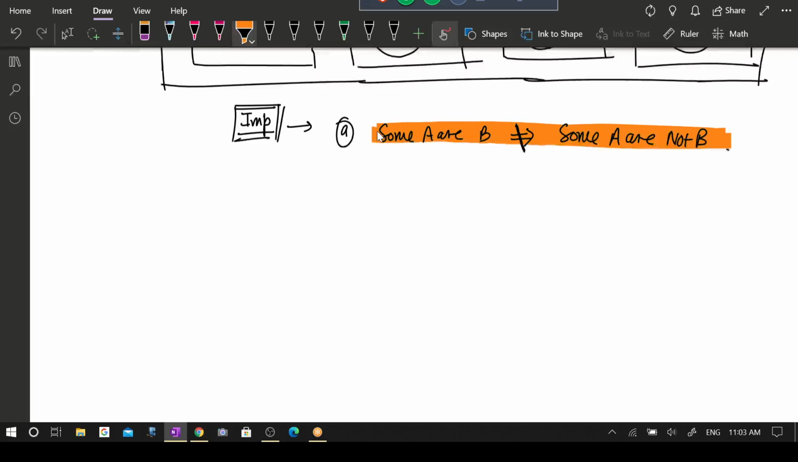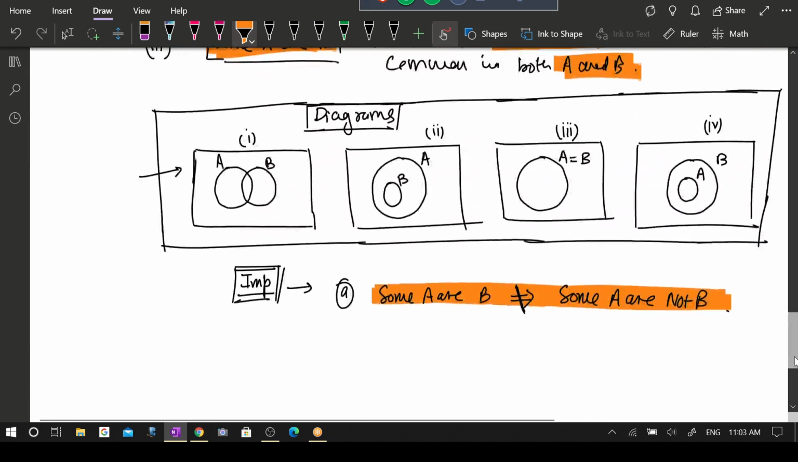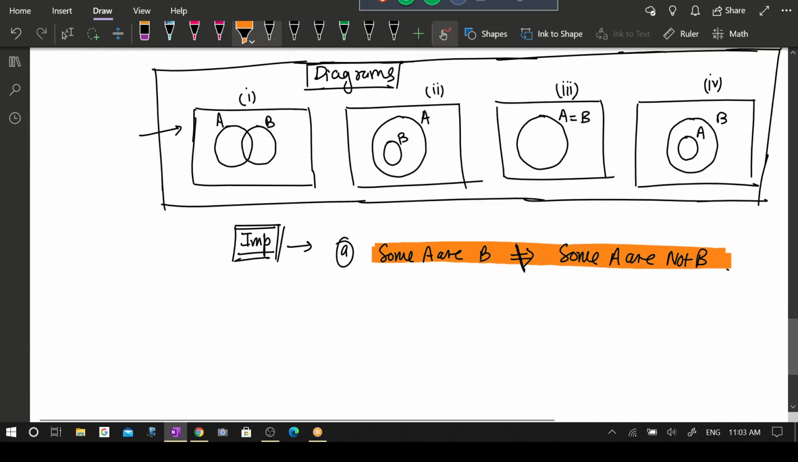We have been making this mistake because we only consider some A or B as the first diagram. So for the first diagram, definitely some A or B means some A or not B. Second, some A or B does mean some A or not B. But what about third and fourth? Third and fourth, some A or B does not imply some A or not B. So keep this thing in mind. Then point number B.